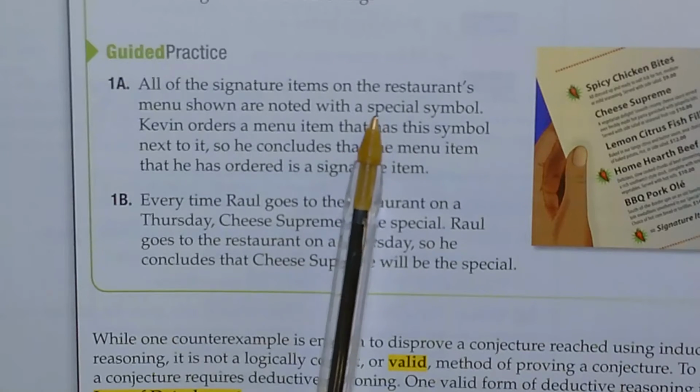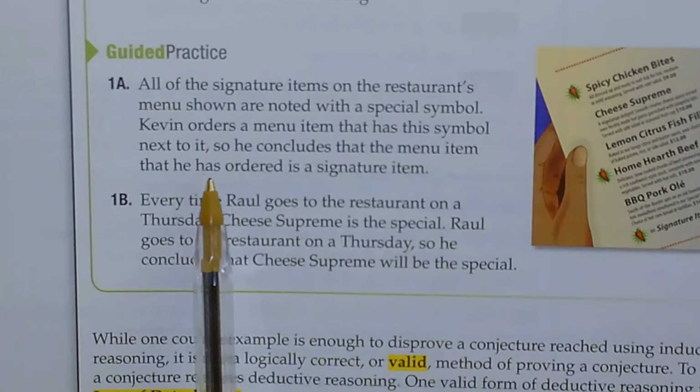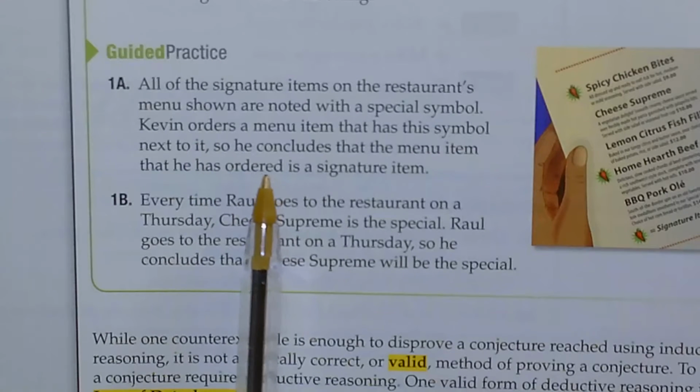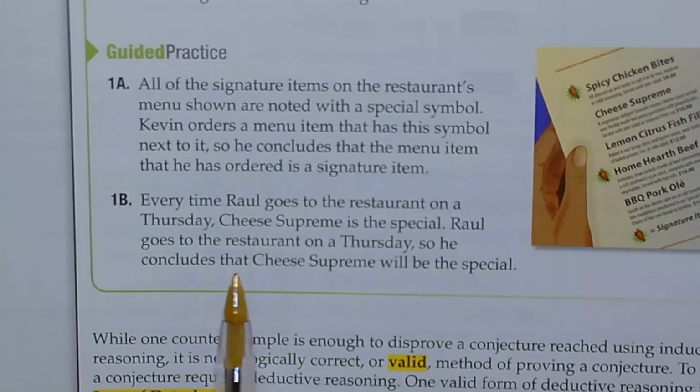So because that's true, he can go ahead and conclude that if he orders something with that symbol, it's a signature item. That is an example of deductive reasoning because he did not create anything on his own. He used the premise and then applied it. All right? So let's look at B.